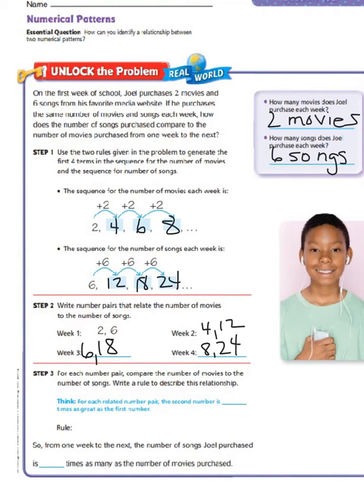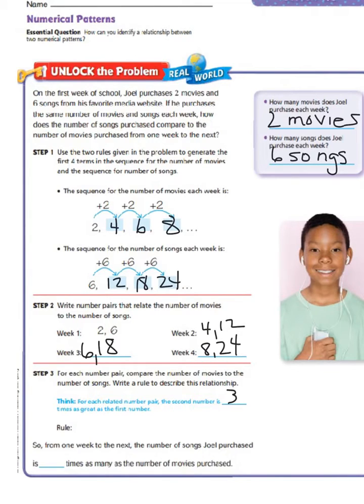So let's look at it. What times 2 equals 6? What times 4 equals 12? What times 6 equals 18? And what times 8 equals 24? Well, we know our multiplication tables well enough to know that 2 times 3 equals 6. 4 times 3 equals 12. 6 times 3 equals 18. And 8 times 3 equals 24.